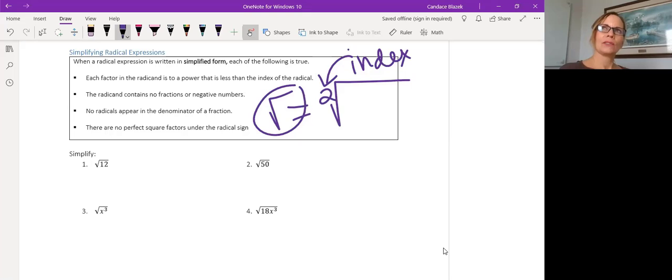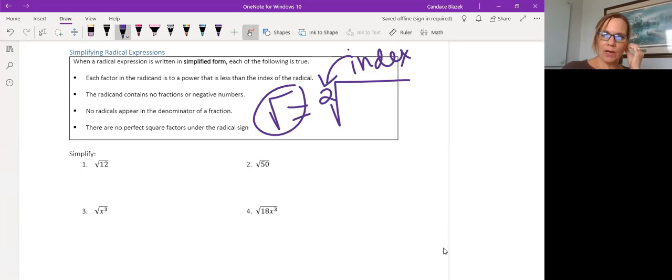So that's a process we'll talk about called rationalizing the denominator. And then the fourth thing that we have to satisfy: there are no perfect square factors under the radical sign. Okay, so it sounds like a lot, but it actually goes pretty quick. And we'll go through this process right now.